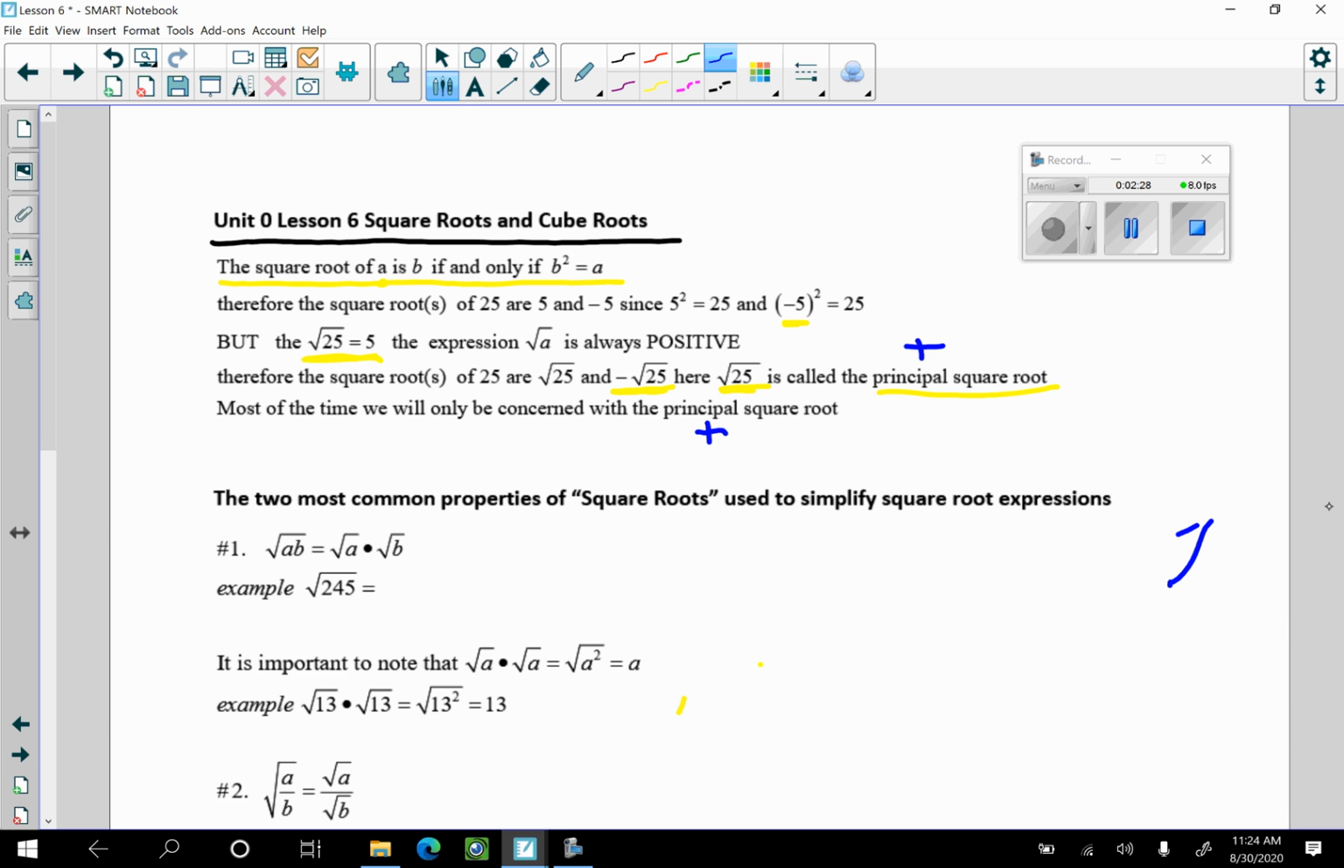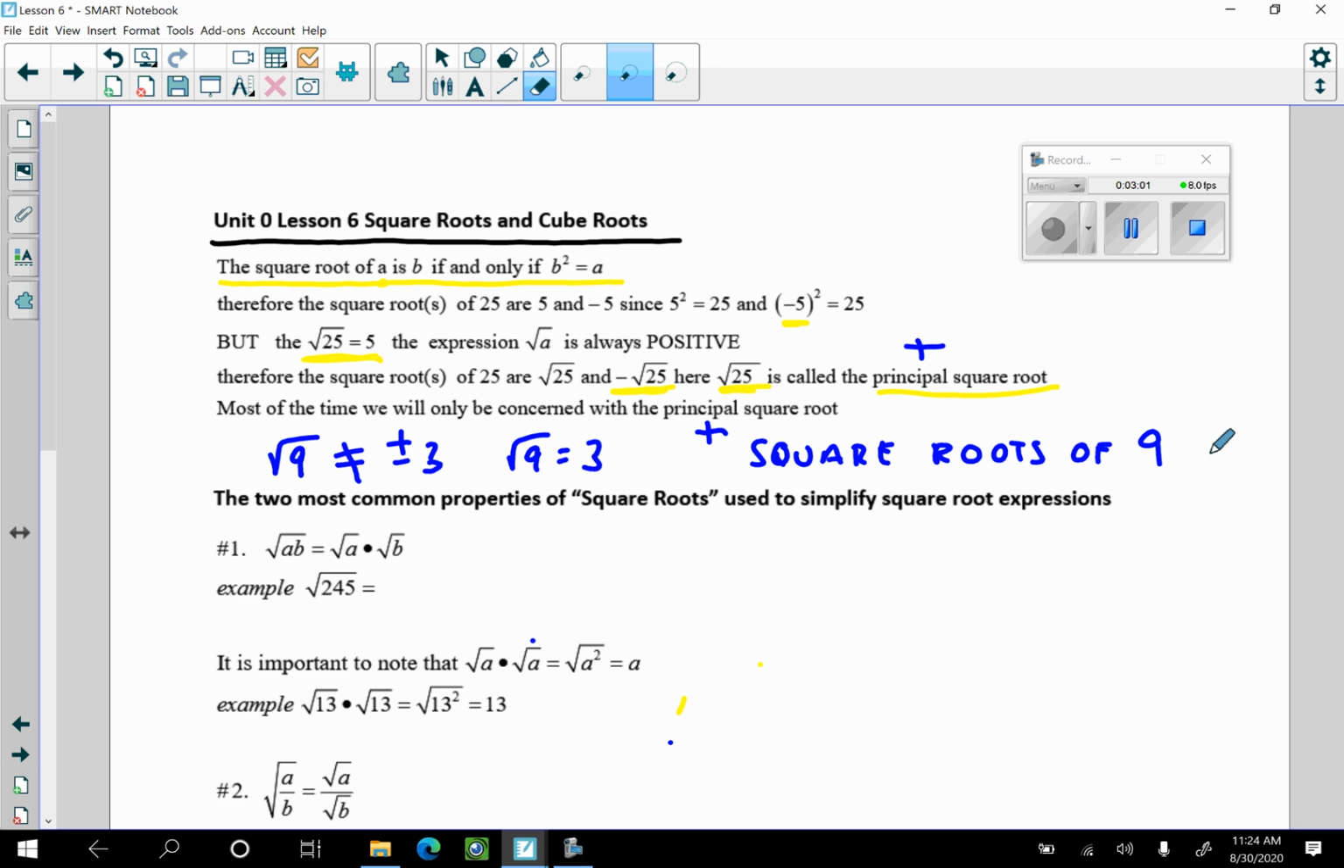But you just have to remember that if somebody down the road says, "Hey, Lee, what's the square root of 9?" that does not equal positive and negative 3. The square root of 9, ladies and gentlemen, is just 3. If I ask, "What are the square roots of 9?" Well, they're going to be the positive square root of 9, which is 3, and the negative square root of 9, which is negative 3. Why? Because negative 3 squared is 9, and 3 squared is 9. That's all got to do with the definition of the square root. This symbol, the square root, signifies only the principal.